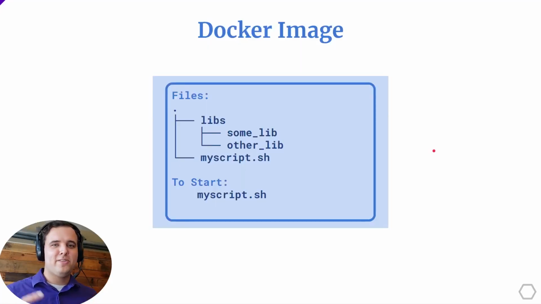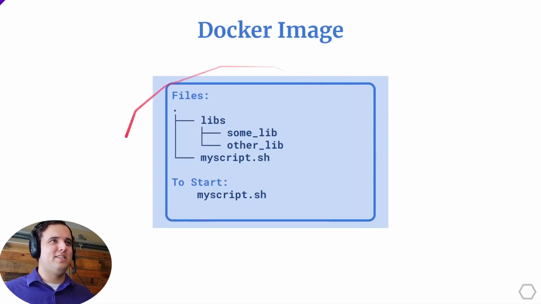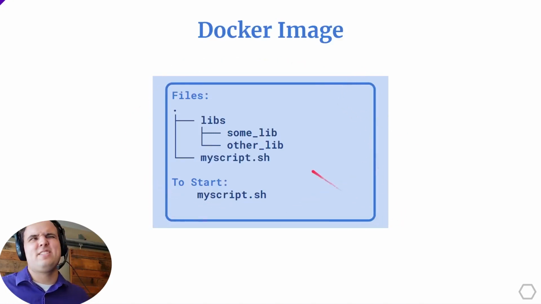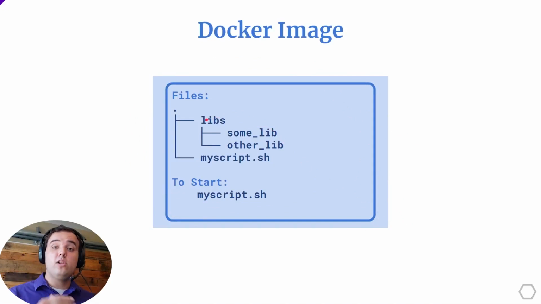So let's look at what a Docker image is. A Docker image is a little more difficult to visualize using just a text block here, but I did my best. A Docker image consists of all of the binaries and dependencies that your application has, as well as some metadata.